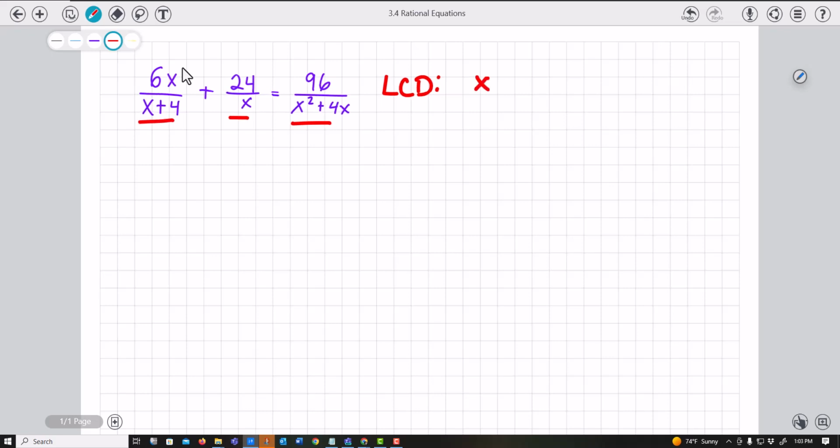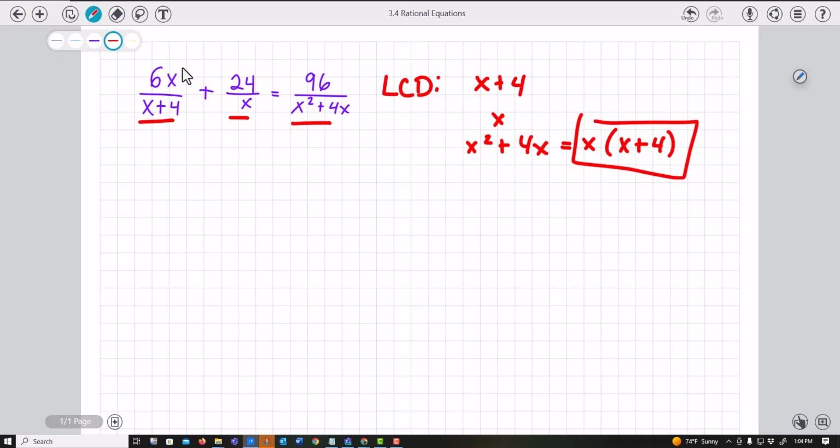Now, x plus 4 looks factored to me. I can't do anything with that. X looks factored to me. But this piece right here, x squared plus 4x, I could factor out an x and I'm left with x plus 4. And so it looks like this would be my least common denominator because I could get x plus 4 to look like that by multiplying x.